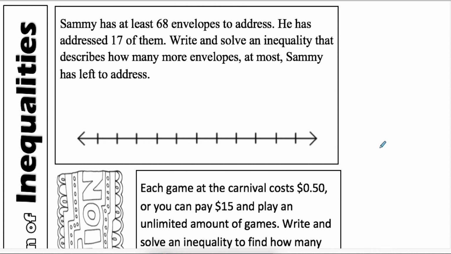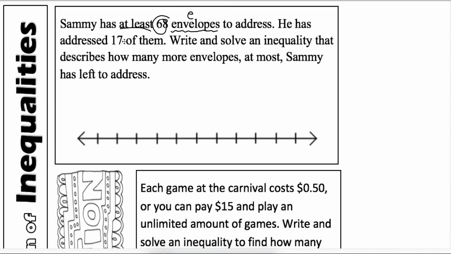Let's get into it. First one here, Sammy has at least... Okay, remember some important words from previous lessons? We are looking for words like at least, at most, less than, greater than, those kinds of words. Okay, Sammy has at least 68 envelopes. There's going to be our variable to address. We know at least 68 envelopes. Let's use E for envelopes to address.